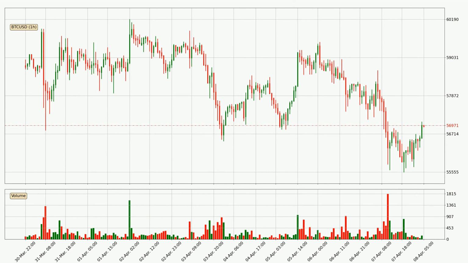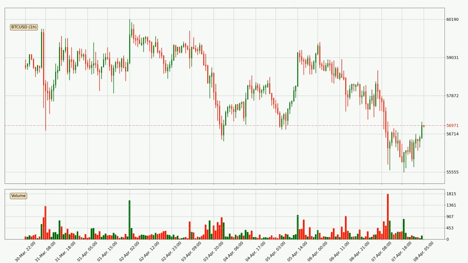Looking at the Bitcoin hourly time frame, the price moved down around 2.2% in the last 24 hours, with a current price of $56,971. The fact that the sellers are taking over can be deduced because the volume was high and the move was strong.